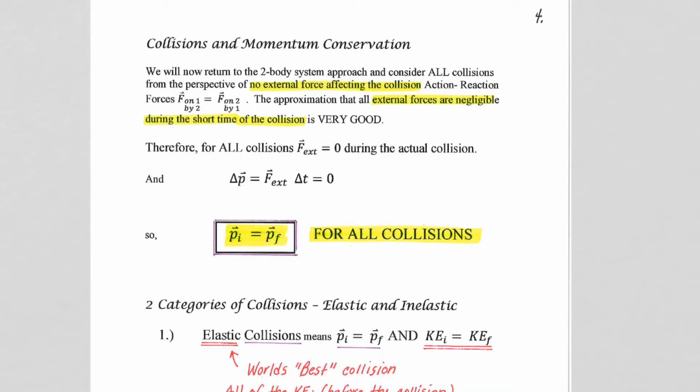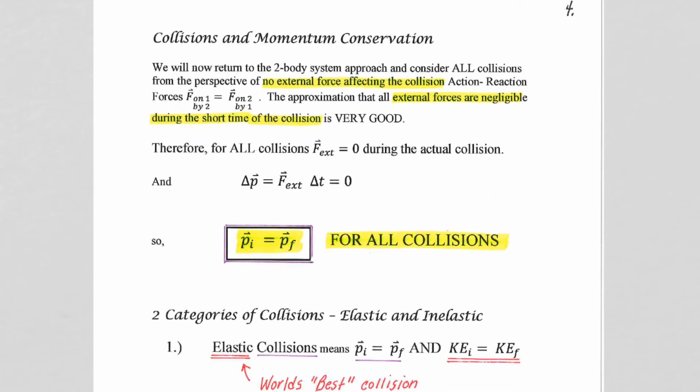In this lesson, we're going to look at collisions and momentum conservation, and we're going to return to that two-body system approach. We're mostly interested in comparing the velocity and momentum before the collision to the velocity and momentum after the collision. Now, in the two-body system approach, we only have internal forces. So we have the force on 1 by 2 and the force on 2 by 1. All external forces we are going to assume, and it's a very good approximation, are negligible during the actual collision.